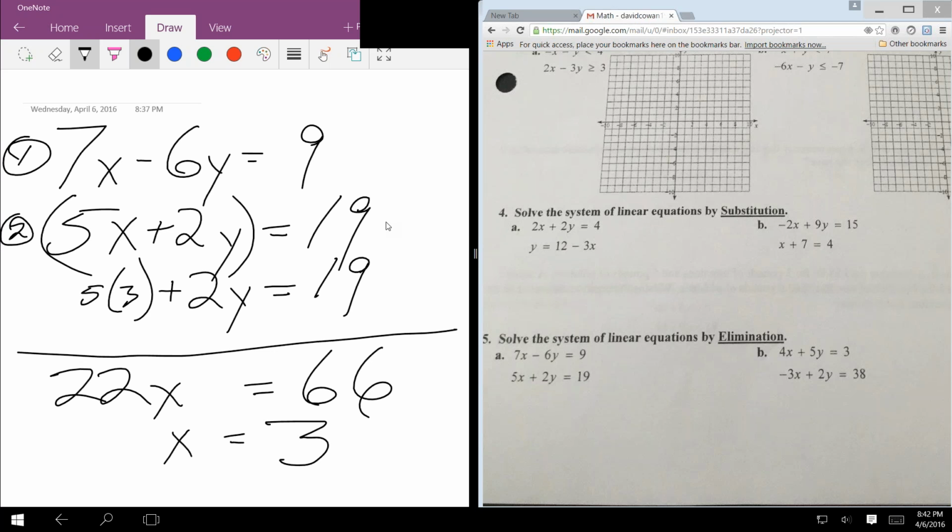So now it would be 15 plus 2y is equal to 19. So then you'd subtract 15 from both sides. So 2y is equal to 4, my bad. Y equals 2. There's your two solutions. Cool.